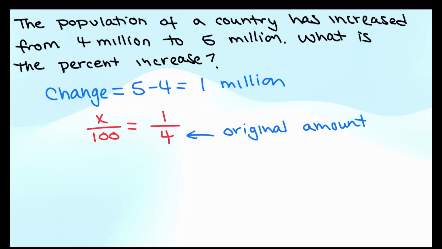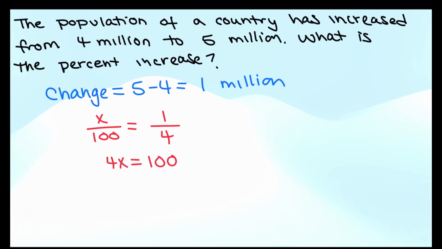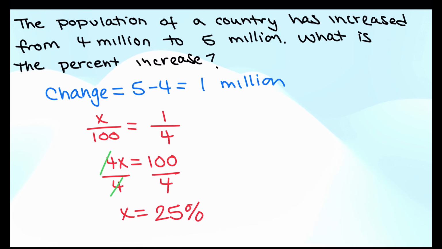So in this case, actually, we're trying to figure out what percent is equal to a fourth, a quarter. Should be 25%. Let's do the math and see if we get that. So cross products would be 4 times X equals 1 times 100. So 4X equals 100. Divide by 4. Yep, 100 divided by 4 is 25. So there was a 25% increase in population.